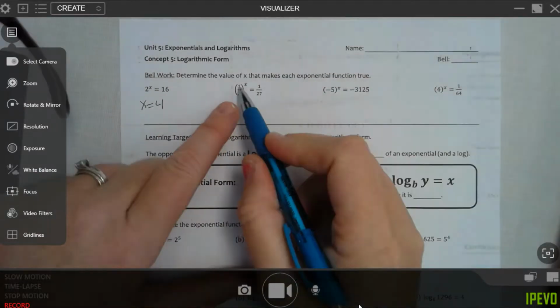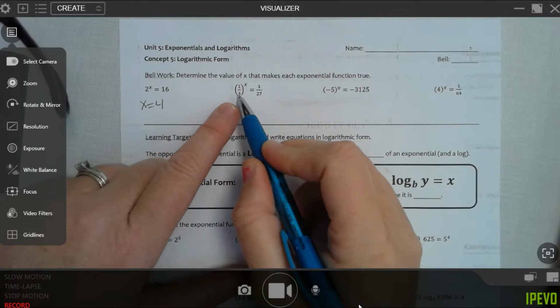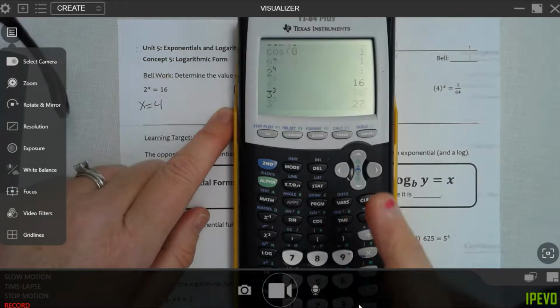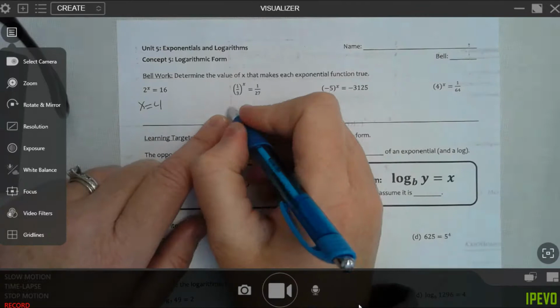So here, 3 to what power is going to give me the 27 down there? So if I do 3 to the power of 3, that gives me the 27. So x equals 3.